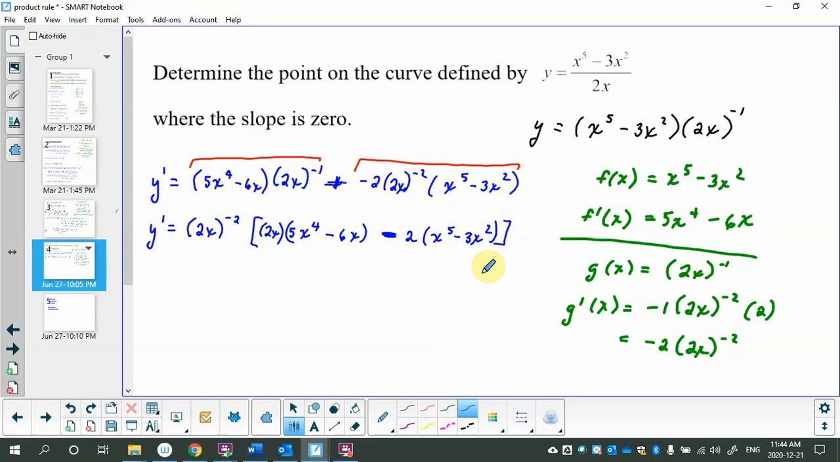That's pretty typical. So 10x to the 5 minus 12x to the 2, this times this, minus 2x to the 5. Oh, water alarm. I don't have my water. I'll finish it after this question. Plus, because it's a negative times a negative, 6x squared.